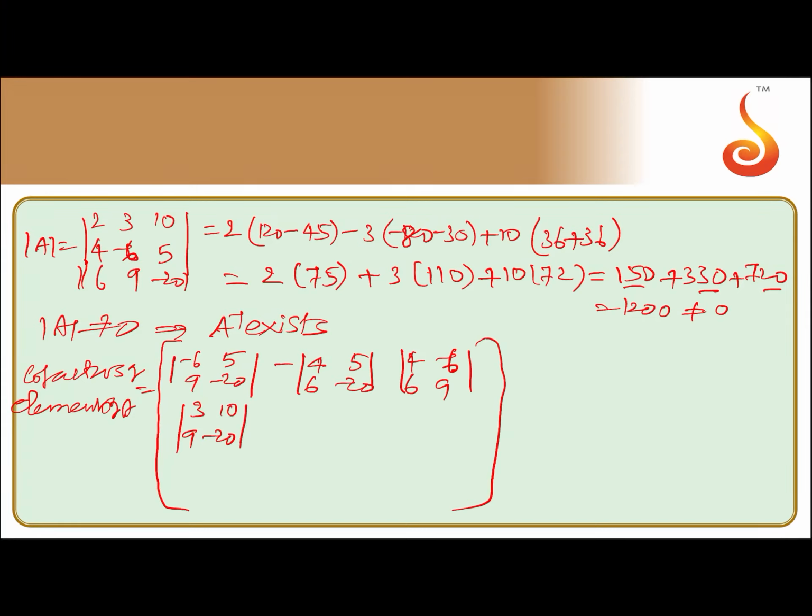And for minus 6, the cofactor is 2, 10, 4, 5, 6, minus 20, of course with a minus sign. And the cofactor of 5: 2, 3, 6, 9 with the minus sign. And the next one, the cofactor of 6: 3, 10, minus 6, 5.